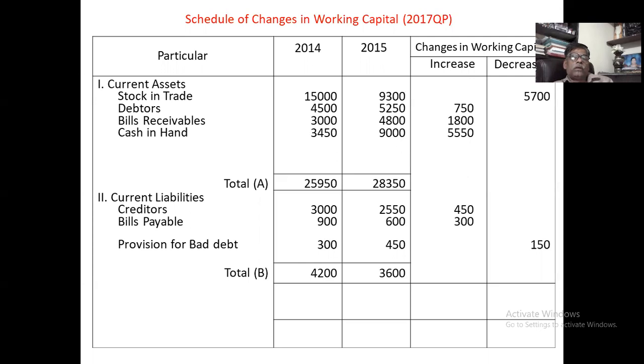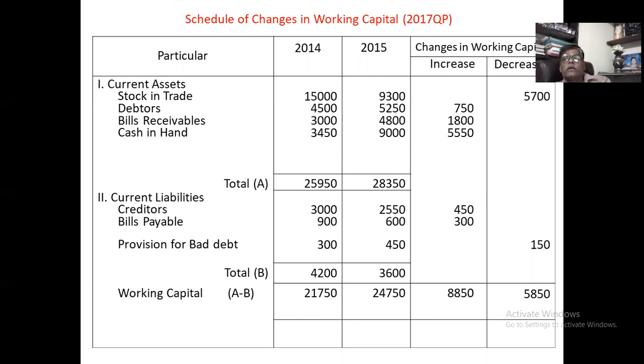Now you calculate working capital, A minus B. Working capital means A minus B. So first column working capital 2014 is 21,750. 2015 working capital is 24,750. Okay, now you see here 2014 working capital 21,750, 2015 working capital 24,750. So there is an increase in the working capital. So third column total 8,850. Last column total 5,850.